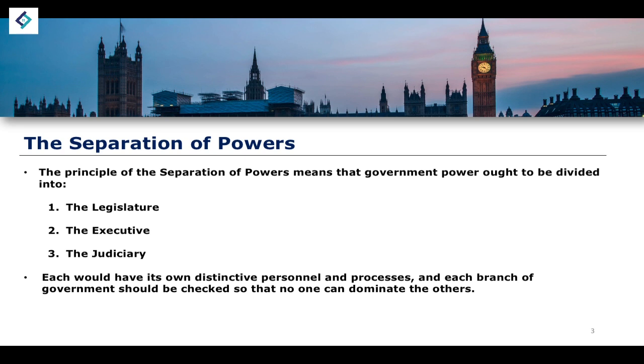Now, the idea of a separation of powers is that each of these different branches of government should have their own distinctive personnel, their own distinctive processes, their own distinctive powers, and each branch of the government should be checked so that no one single branch dominates the others and gets too powerful.